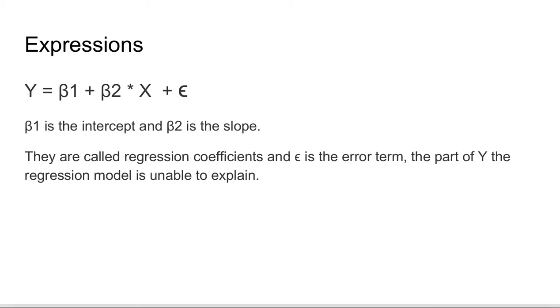The expression looks like this: Y equals beta 1 plus beta 2 times x plus epsilon. Beta 1 is the intercept and beta 2 is the slope. They are called regression coefficients, and epsilon is the error term, the part of y the regression model is unable to explain.